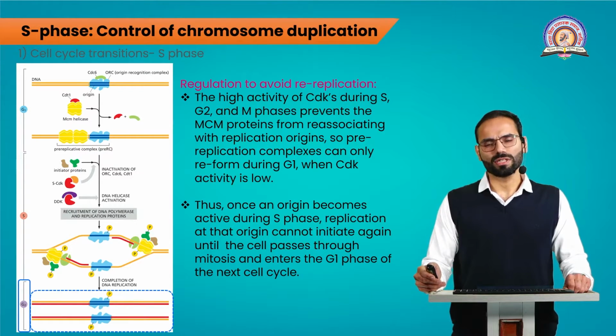So the high activity of the CDK kinases during S, G2 and M phase results in the phosphorylation of the origin recognition complex protein, and this phosphorylation of the ORC proteins results in inhibition of the MCM helicases. So the MCM helicase cannot load onto the origin of replication and cannot initiate replication during S and G2 phase. Thus, once an origin becomes active during S phase, replication at that origin cannot initiate again until the cell passes through mitosis and enters the G1 phase of the next cell cycle.